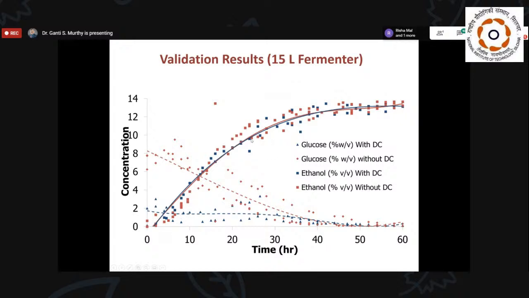Now you may say, oh yeah, so what? Why should we go to all this trouble? The interesting thing is, this process has used 50% less enzyme compared to the process without the DC. So when we use the dynamic controller, we actually reduce our enzyme dosage by 50%, which is a huge deal for a plant. And I will show you the economic implications in a few minutes. So this is what our 15-liter fermenter results look like.